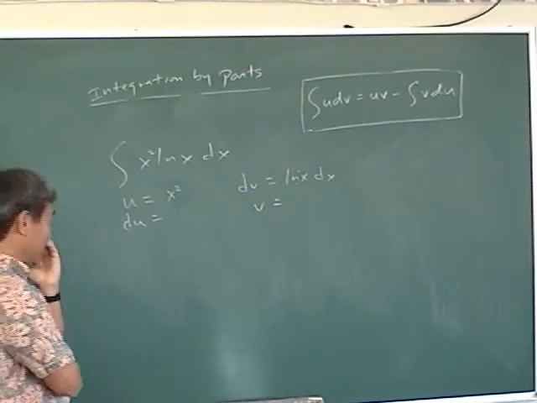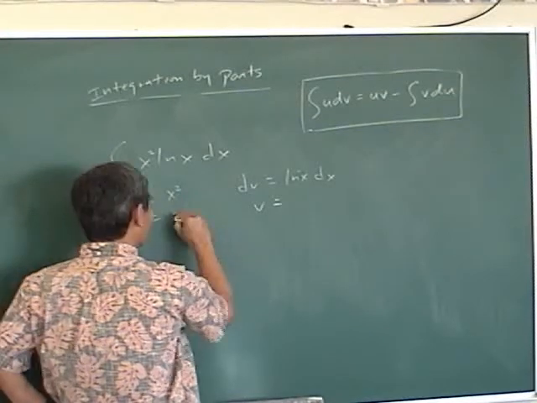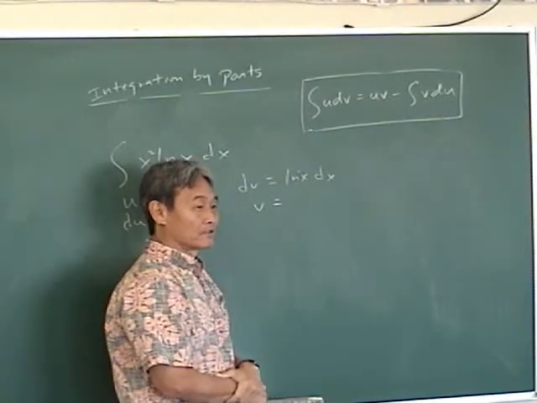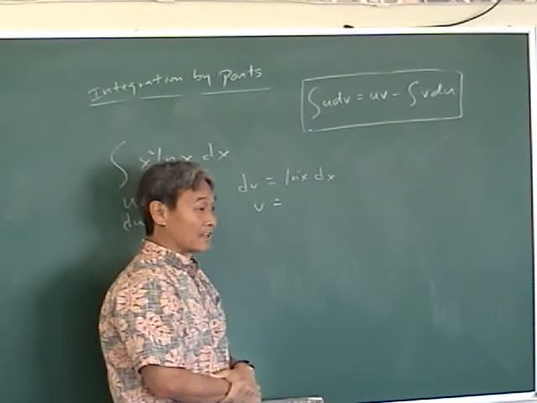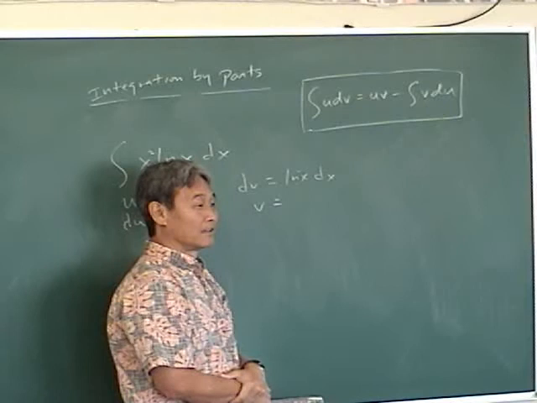Okay, let's try. So, what's the derivative of x squared? 2x dx. Okay, now, what's the antiderivative of natural log x? No, the antiderivative. Anybody? Chen?